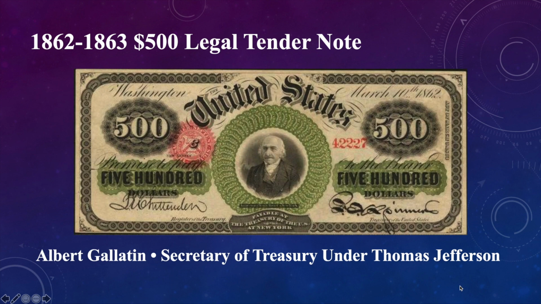The next one is this legal tender note, but that also accrued interest at 7.3%. It had Albert Gallatin, who's maybe the smallest known person ever featured on the bills. He's the Secretary of the Treasury under Thomas Jefferson. This one, again, also super valuable.